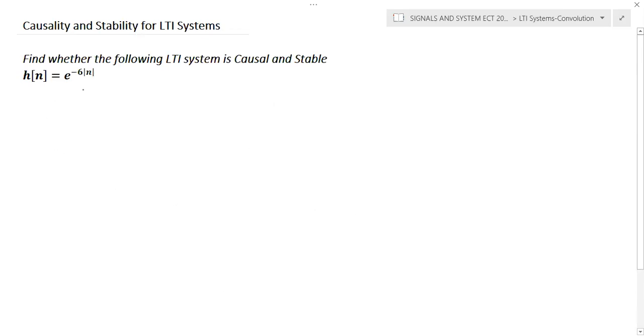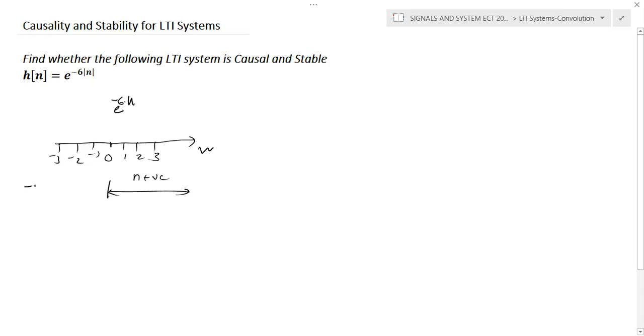Now we'll discuss another question. Again, it's very important. Here it is given e raised to minus 6 modulus of n. When there is a modulus of n, make sure that you are comfortable with this modulus of n sign. This is a discrete time sequence, and 1, 2, 3 here, it's minus 1, minus 2, minus 3, etc. When n is positive, we can consider from 0 to infinity as one group. You need to consider n as positive, meaning you need to write e raised to minus 6 into n. That's the equation we need to use for the positive side.